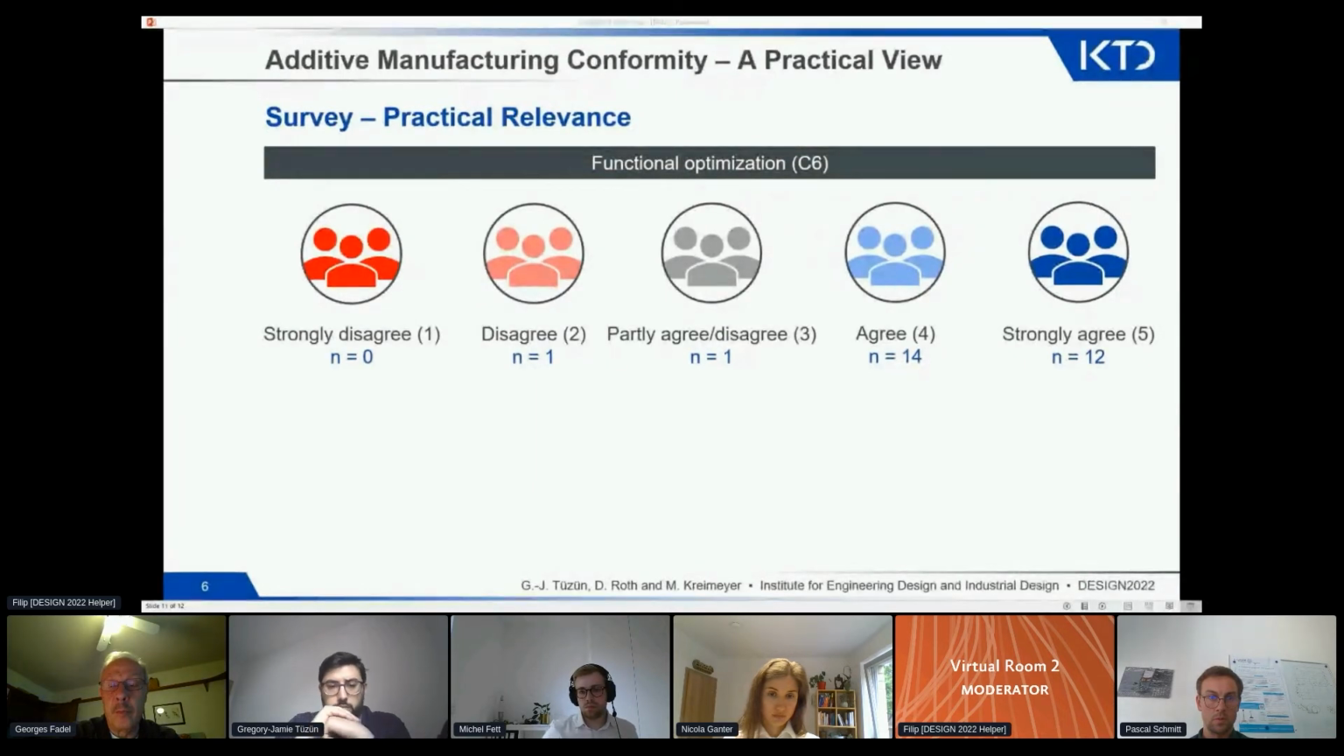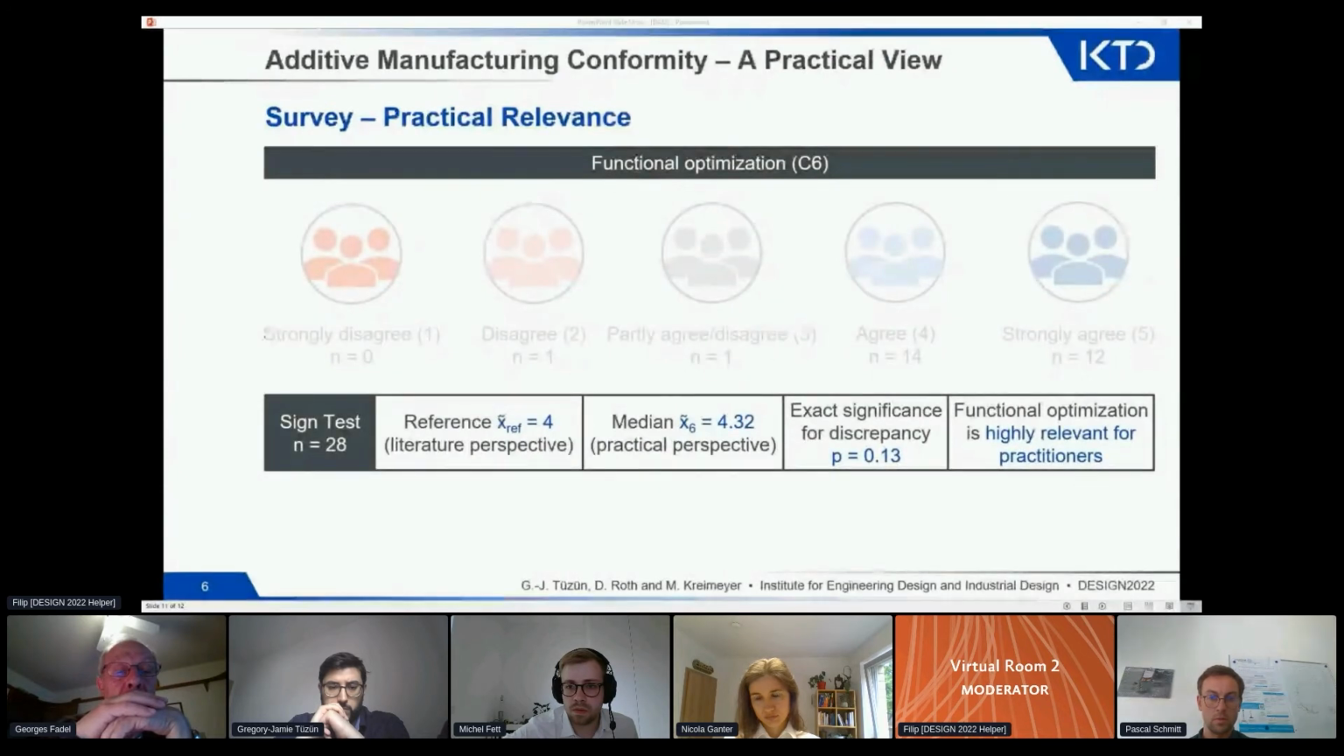For our example, functional optimization, the evaluation returned a median of 4.32 on a 5-point Likert scale, resulting in general agreement with this criterion. Assuming a referential median of 4 for each literature-based criterion, a sign test indicates that there is a positive discrepancy between literature and practice, simply because the median is greater than the reference. Furthermore, the significance P of our result is equal to 0.3, which in return is statistically meaningful. So we conclude that in this case, the criterion for assessing AM conformity, so functional optimization, is of great significance to practitioners.